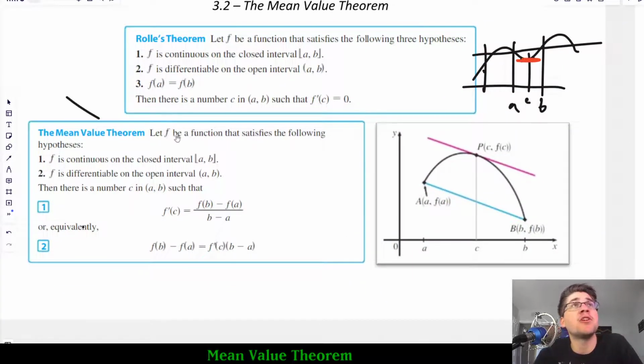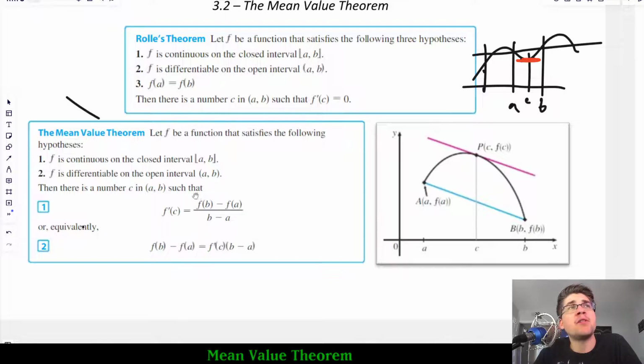It says let f be a function that satisfies the following hypotheses. 1, f is continuous. 2, f is differentiable on the interval, same deal. And then the remaining part is what's different, of course. Then there's a number c in (a, b) such that f prime of c is equal to f of b minus f of a over b minus a, or equivalently f of b minus f of a is equal to f prime of c times b minus a.